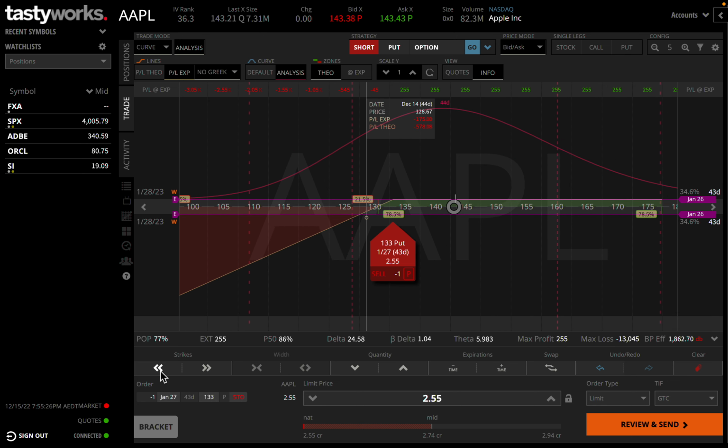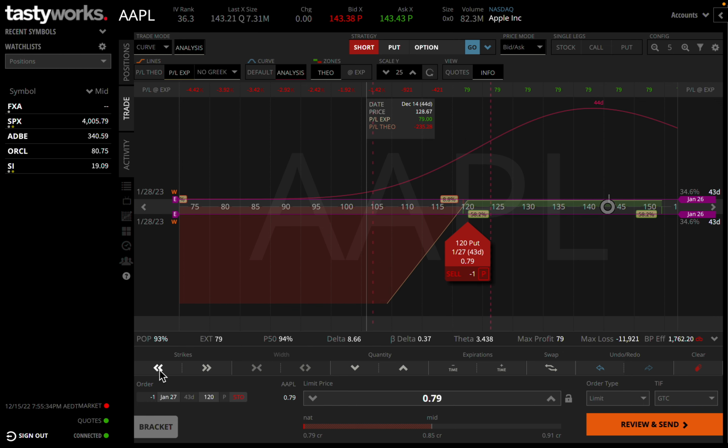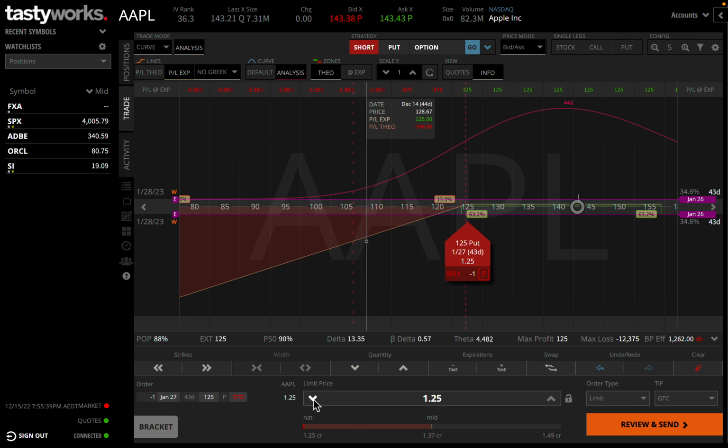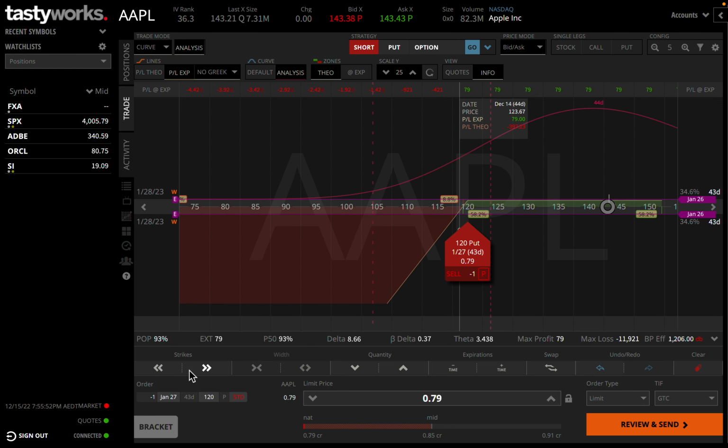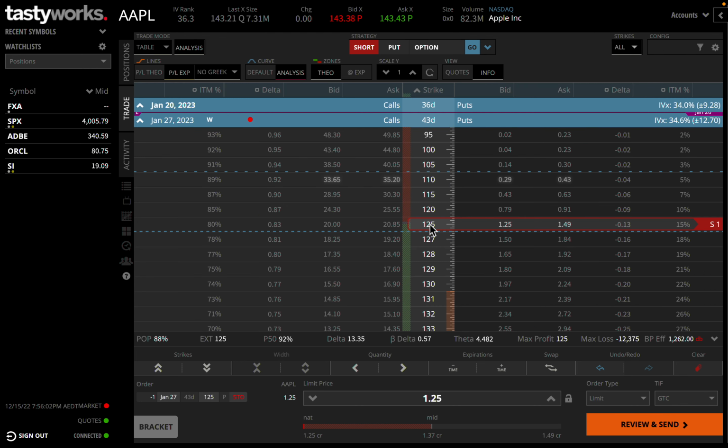So you might want to increase your probability of profit by moving, let's say you're only looking to collect $100. Let's see how far out you could move the put option to collect. Well, here you go. If you move it to, say, there's 120, there's 125. I wonder if there's any in between. So if we go to the table, should show, no, there's no in betweens.